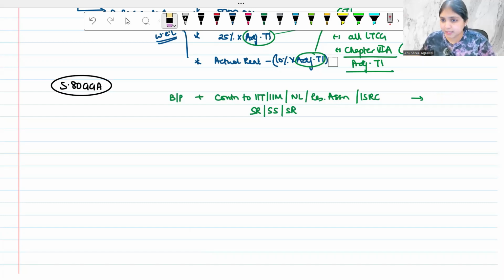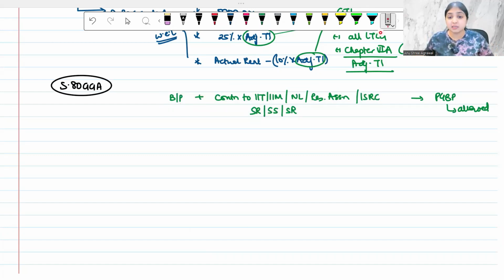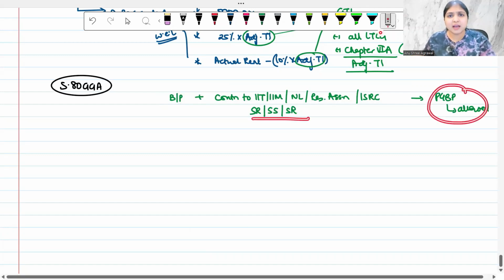Under your PGBP head, it is allowed, right, guys? If your assessee is carrying on a business or profession, and if the assessee makes any contribution to outsiders for scientific research or research in social science or for statistical research, you give your assessee an allowance. It is allowed under the PGBP head.